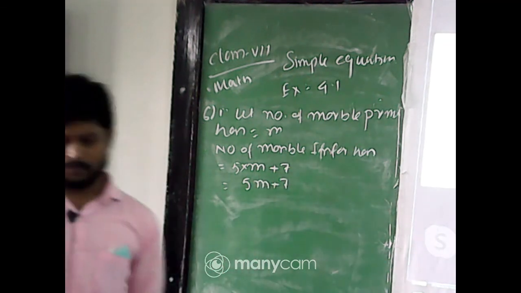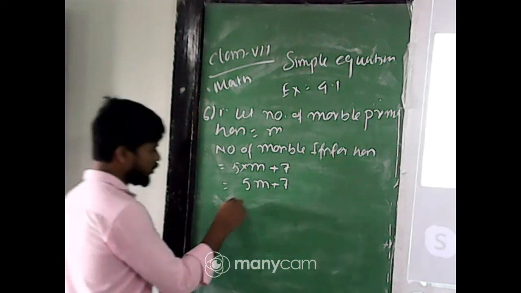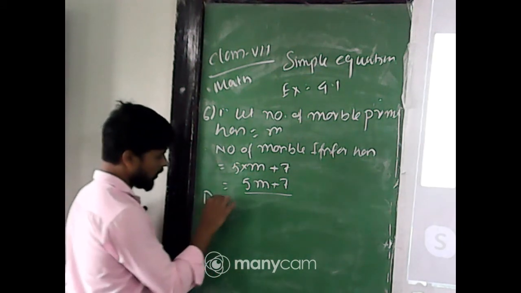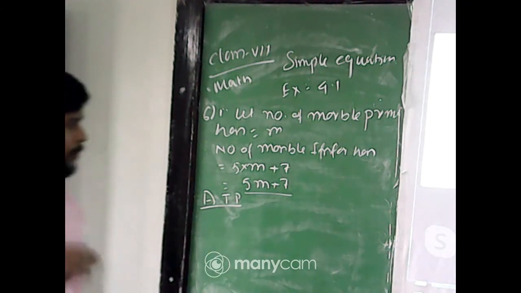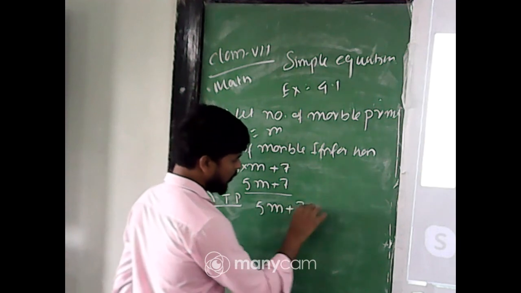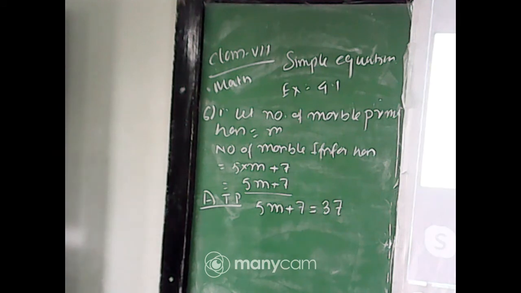But look at your problem. In your problem it is given that Irfan has 37 marbles. So according to problem, this term will be equal to 37. ATP is the abbreviation of according to problem. So according to problem, this 5M plus 7 must be equal to 37. So 5M plus 7 is equal to 37 is the required equation. And now tell me, do you have any problem?